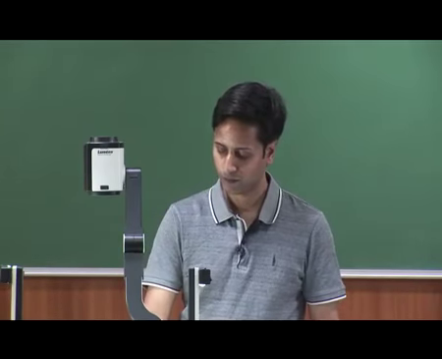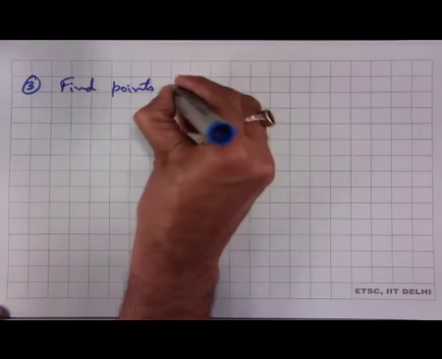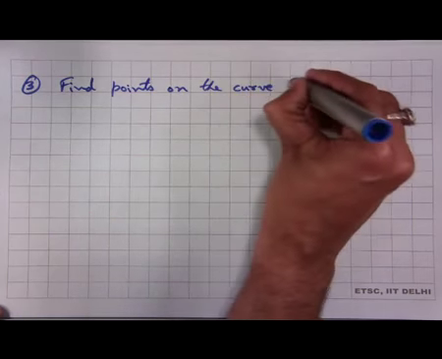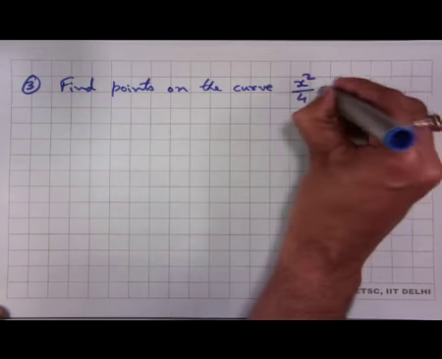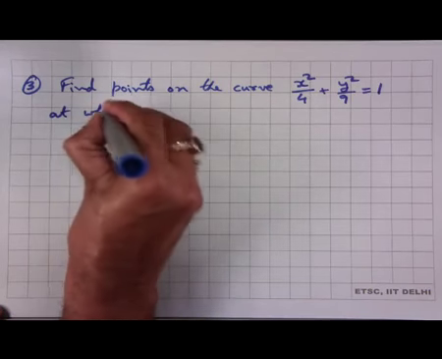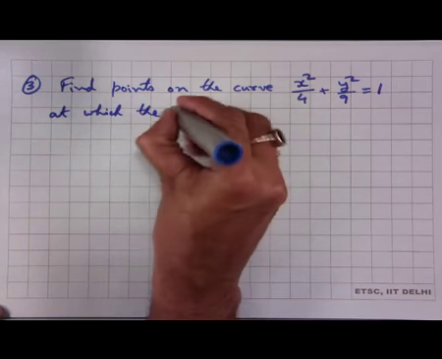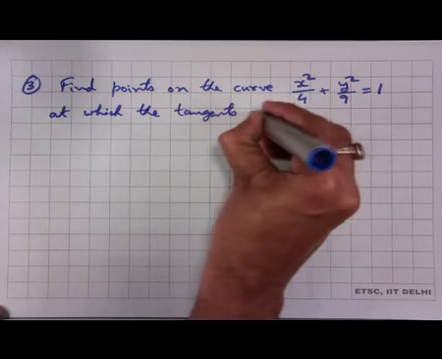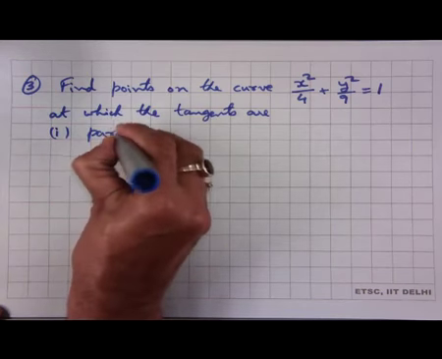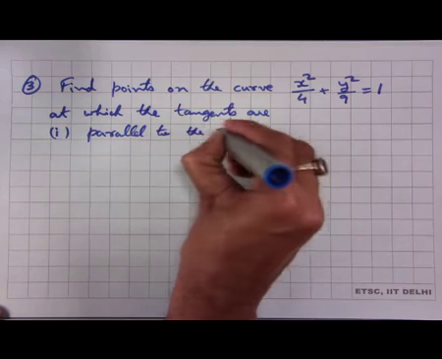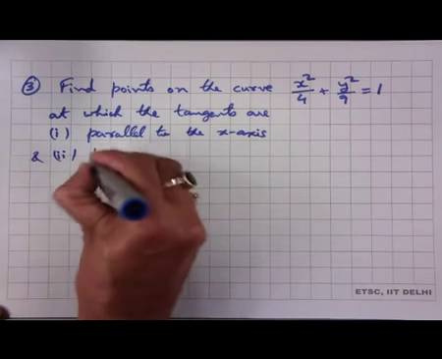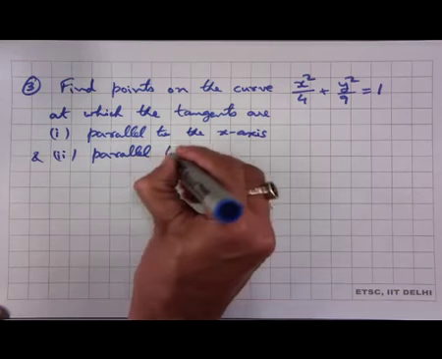Next problem, find points on the curve x square by 4 plus y square by 9 equal to 1, at which the tangents are first parallel to the x axis and next points where the tangents are parallel to the y axis.